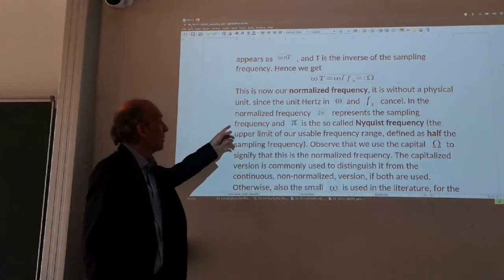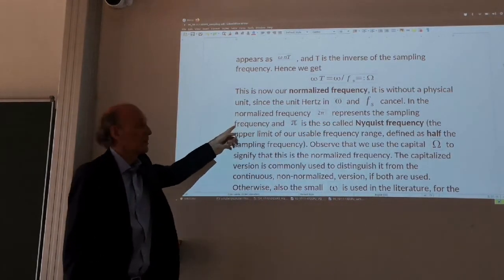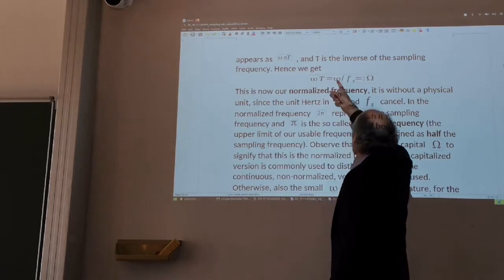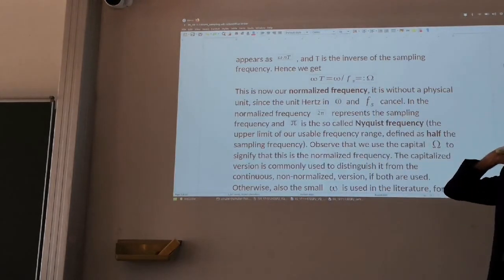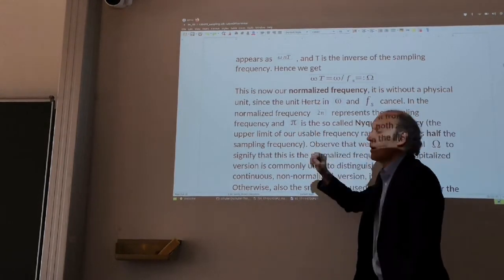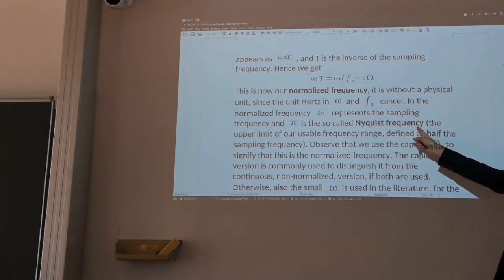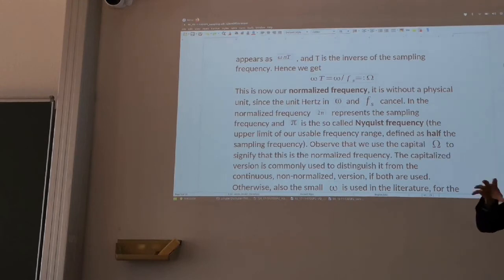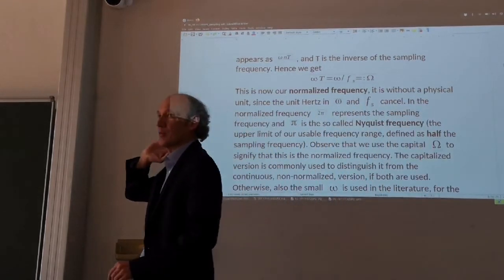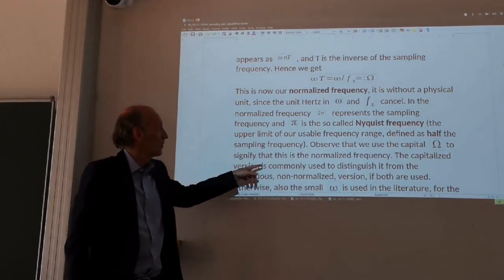And in this normalized frequency, the value 2 pi represents the sampling frequency. Okay. So if this is 2 pi Fs divided by Fs, all that's left is 2 pi. So 2 pi is the sampling frequency. And that means pi, which is half the sampling frequency, is called the Nyquist frequency. Remember the Nyquist frequency? That's basically the upper limit of our useful frequency range, or usable frequency range. Half the sampling frequency.